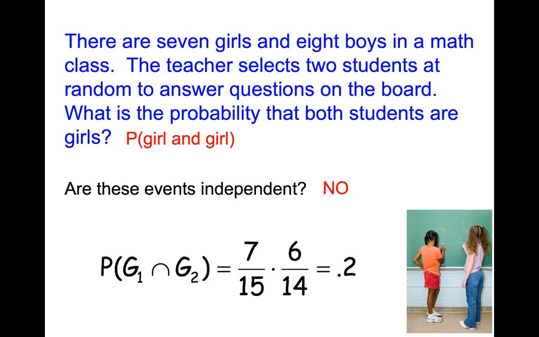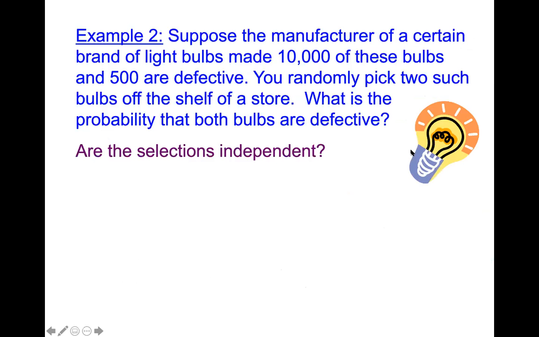All right, well, let me do one more example before we get into our second and last formula for today. So this question about light bulbs. Luca, can you read this one out for us, please? Suppose the manufacturer of a certain brand of light bulbs made 10,000 of these bulbs and 500 are defective. You randomly pick two such bulbs off the shelf of a store. What is the probability that both bulbs are defective? Awesome. Are the selections independent? Oh, yes, sorry. Yes, thank you.